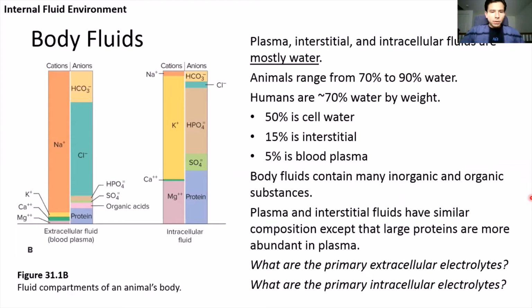So make sure that you understand this, because I can ask several questions here. For example, what are the primary extracellular electrolytes? Or I can ask specifically, what are the primary extracellular cations? Or what are the primary intracellular electrolytes? Also note that protein is much more abundant inside of the cells than it is outside of the cells.